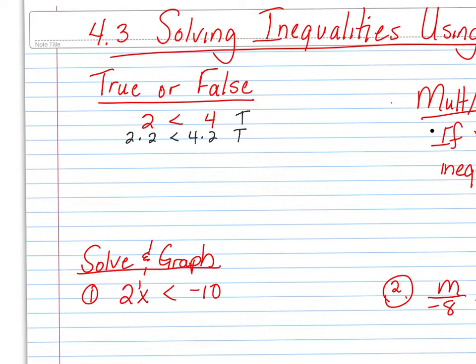What if I divide both sides by 2? Our division property of equality, right? Is it still true? Yep. What if I multiply both sides by negative 2? Is that true? No, it's not true. It's false.